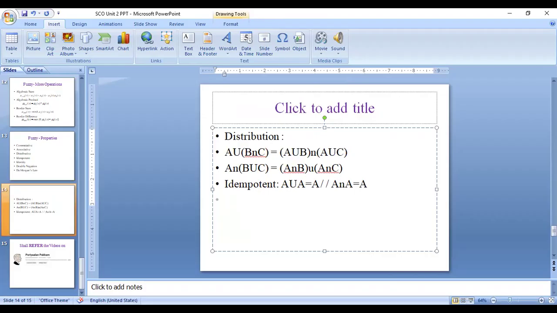And then coming to the double negation. Double negation in the sense, A to the double bar, A to the double bar negation equal to the same A.